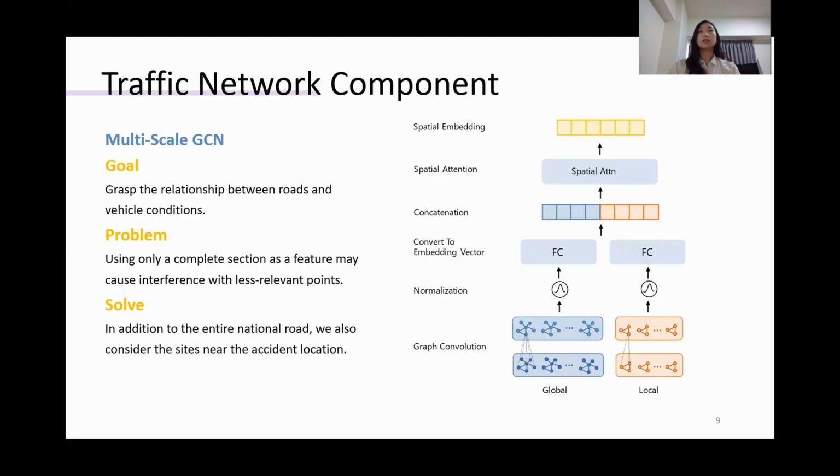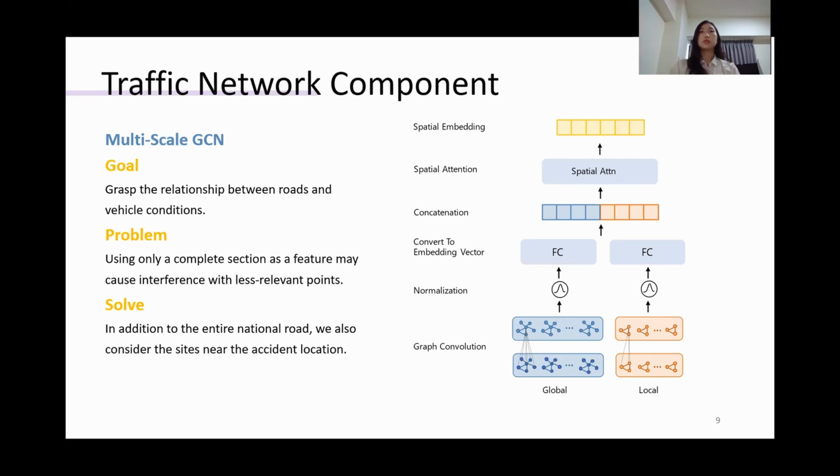In the traffic network component, we expect to improve the model's prediction results by capturing the relation between road and vehicle conditions. Most of the peer methods use a single GCN to capture the spatial features. However, unlike the urban road network, the national highway is a single route with no intersection, and using the complete section as a feature may cause interference from irrelevant points.